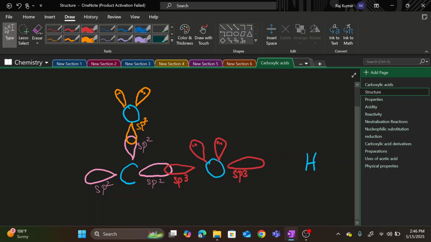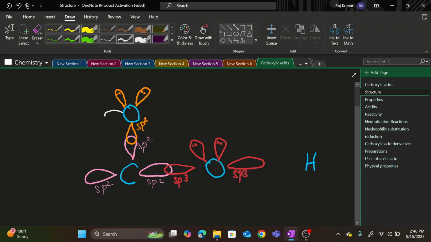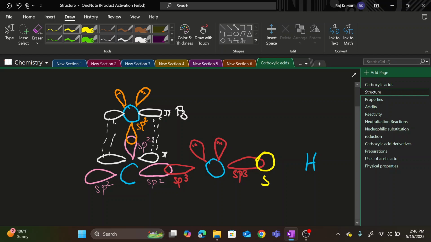And the final thing which we have to draw is the pi orbitals. This is the pi orbital of the oxygen of the carbonyl group, and this is the pi orbital of carbon, and this is the bond being made. These are pz orbitals, two pz orbitals, so this is the pi bond which is formed. Now one more thing over here. This is the s orbital of hydrogen of the hydroxyl.